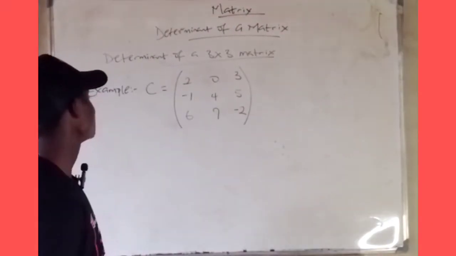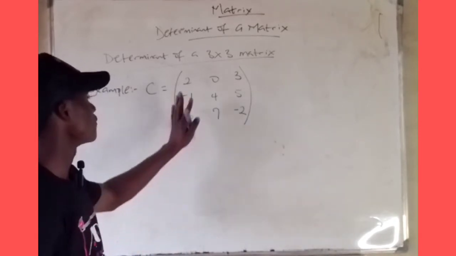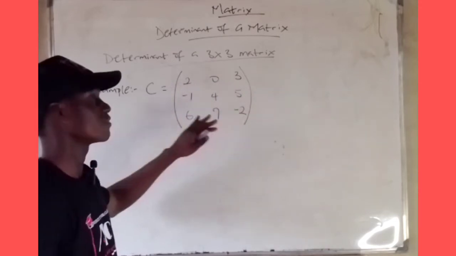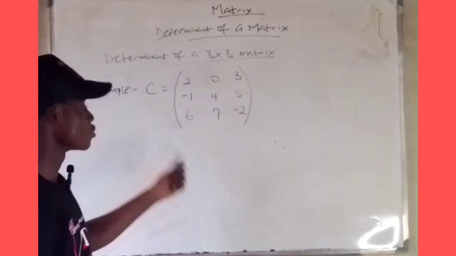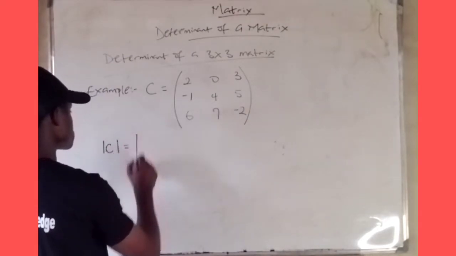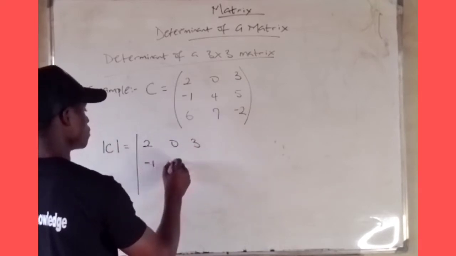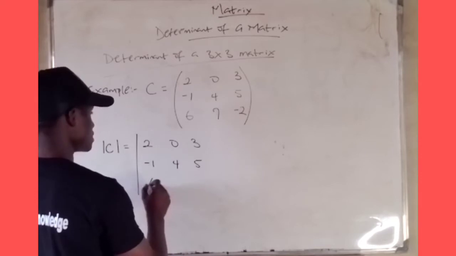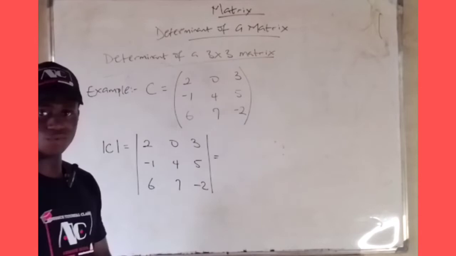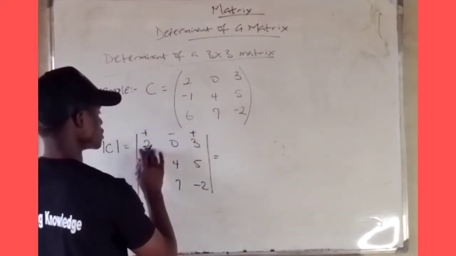Okay, so we have an example for our 3 by 3 matrix. We find the determinant of C, having these elements: 2, 0, 3, minus 1, 4, 5, 6, 7, and minus 2. So C equals 2, 0, 3, minus 1, 4, 5, 6, 7, and minus 2. So that's the way I've explained the cofactors.